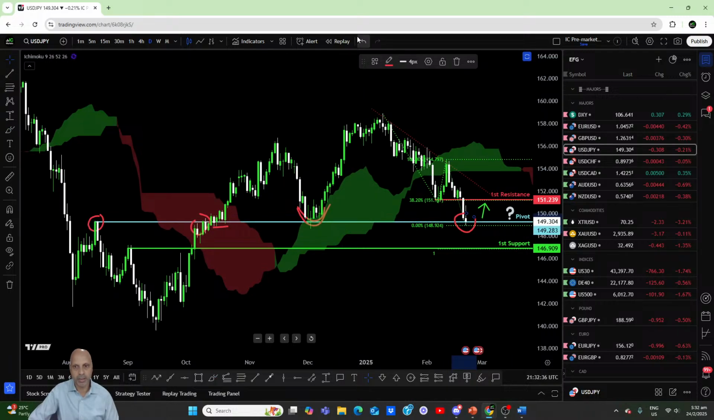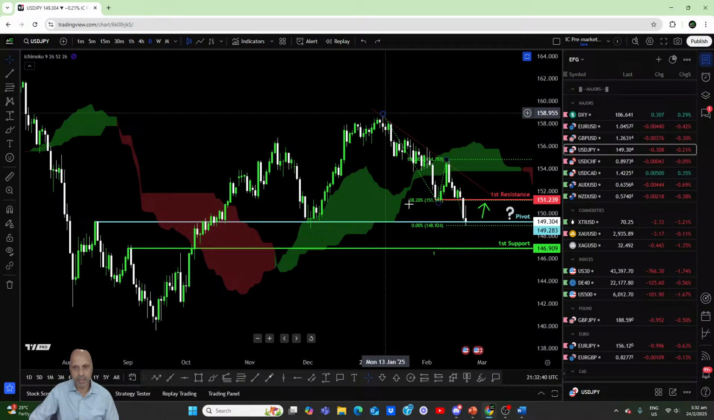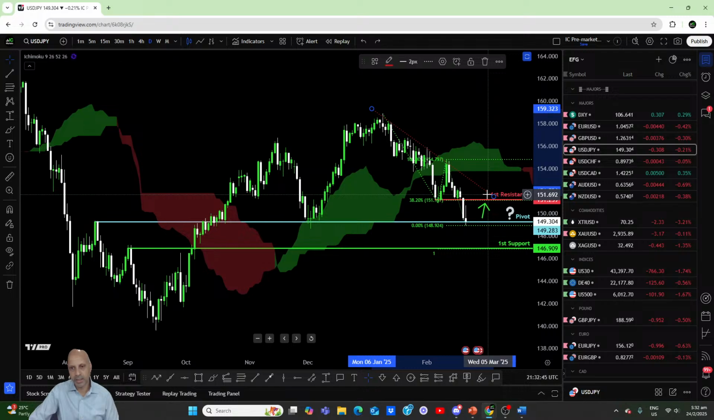Remember, the overall trend for the dollar yen is to the downside. We can clearly see a descending trend line being highlighted. This descending trend line has been in place since Friday, 10th of January, and we can clearly see a series of lower highs and lower lows as well.